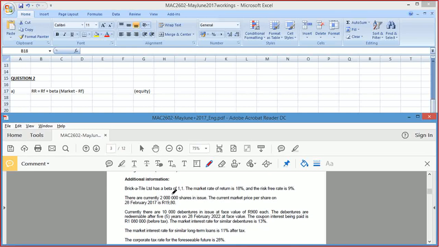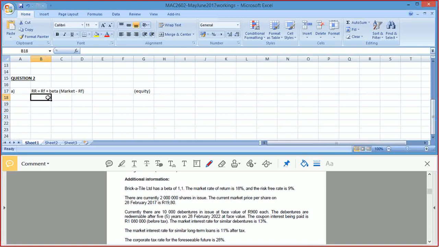There we go. That's something that I need for my CAPM. Market rate is 18, risk-free is 9. So there you go, you've got everything. So 9 plus 1.1, open brackets, 18 minus 9, close brackets, equals. See how easy that is? CAPM. 18.9%. That's the rate. And that's it.